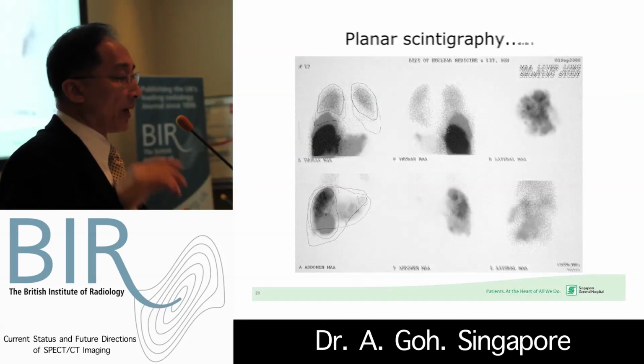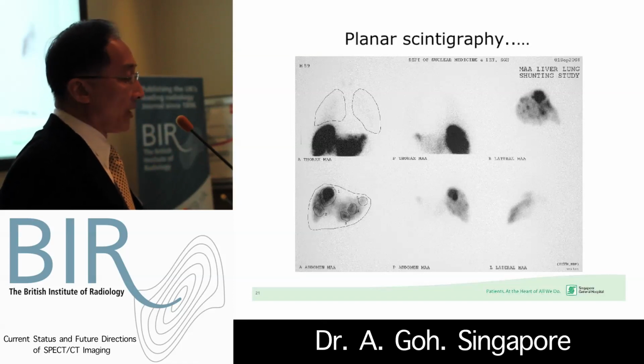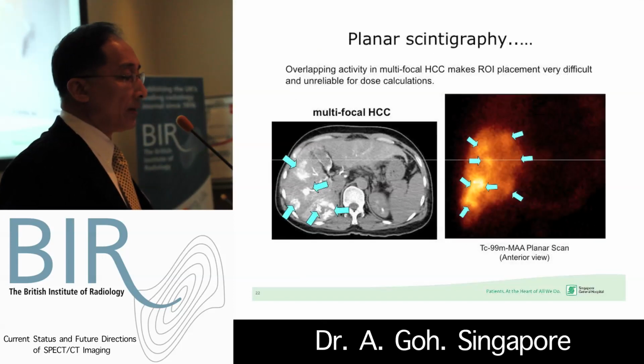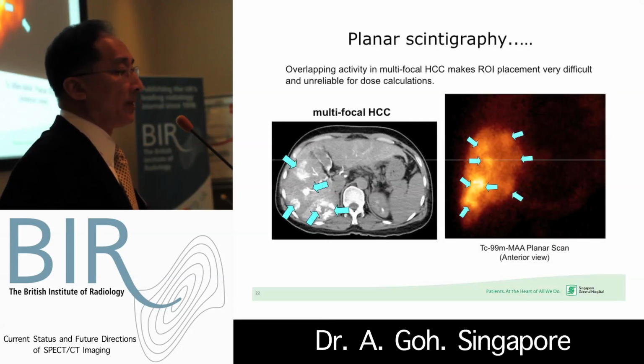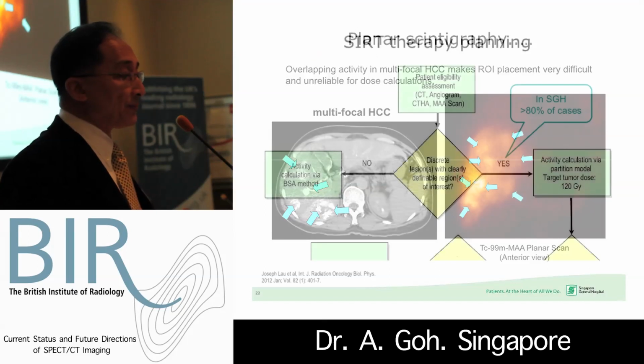Now, this is a typical situation where partition modeling has its limitations, and when you have multifocal disease, it is very difficult to be certain whether this is tumor or normal liver. So overlapping activity in multifocal HCC makes ROI placement difficult and unreliable for accurate partition model dosimetry.